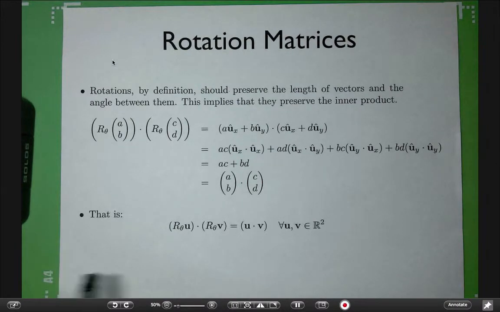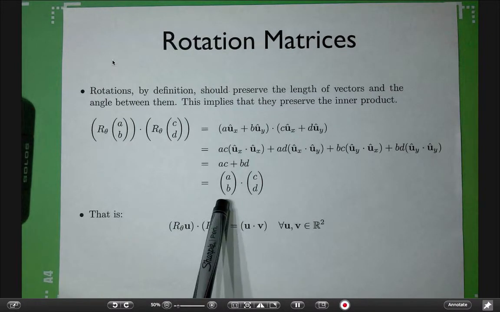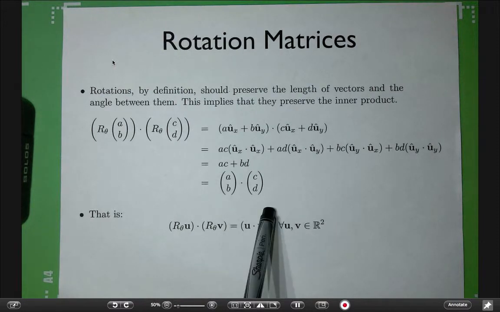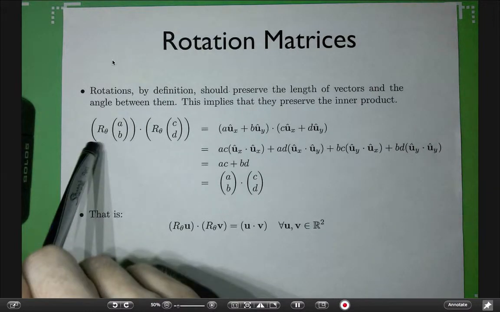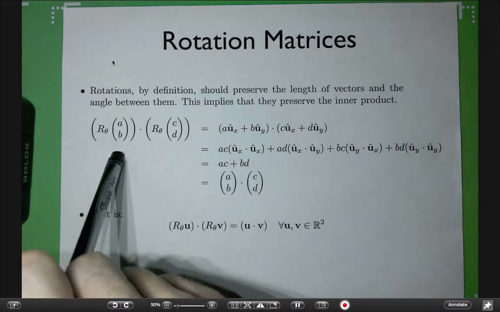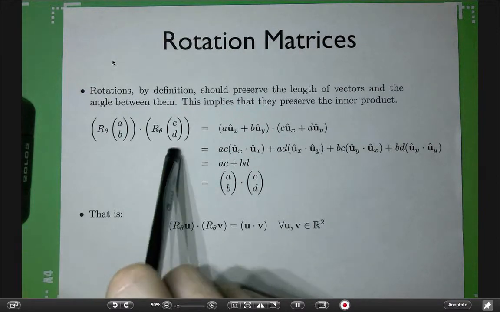So what I'm looking at: I have two vectors, (A, B) and (C, D). They have some dot product, right? I can compute their dot product. And I want to see what changes if I rotate the whole thing by angle theta. So I rotate the first vector by theta, and I rotate the second vector by theta.